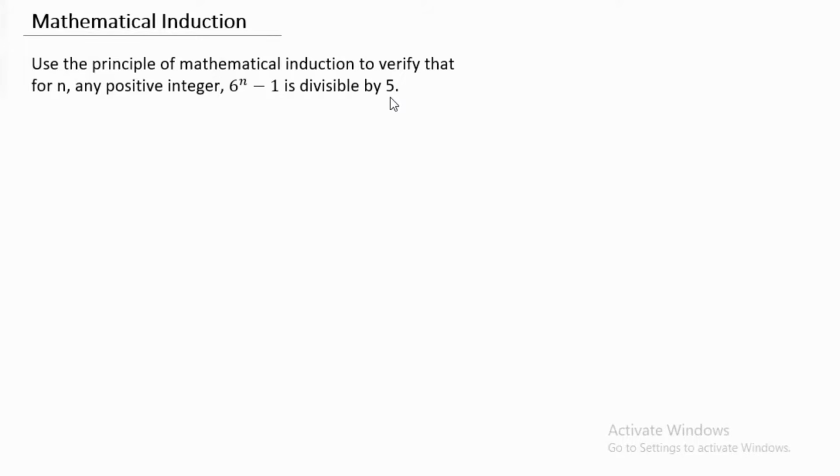So let's get underway. What you want to do is follow three steps. If you have not watched my previous video on the introduction to mathematical induction, then I would link it up on the right side of your screen.